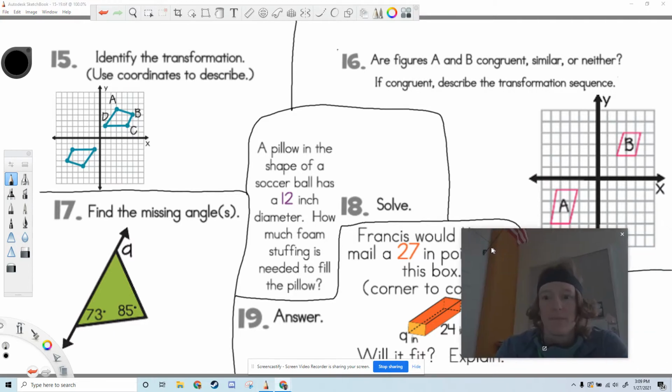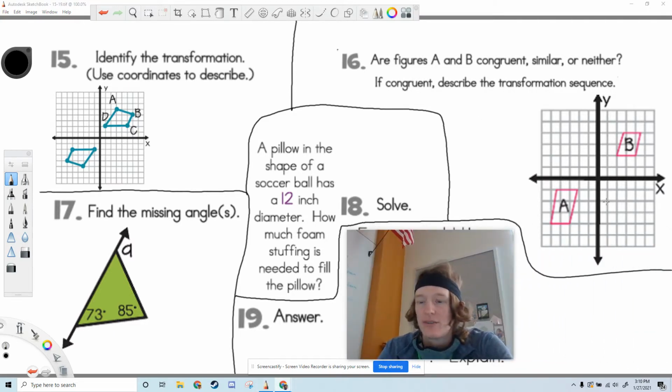Number 16, are these congruent, similar, or neither? I can see that from here to here is 2.5. I can see from here to here is 2. I have the same measurement from here. That's 2. Up here is 2. And from up here to here is 2. Let's look at this one. This is also only 2. So we got some problems already.